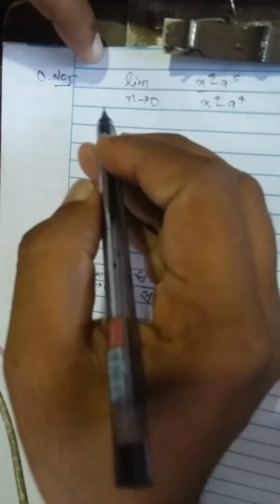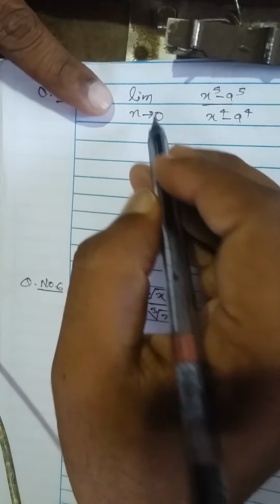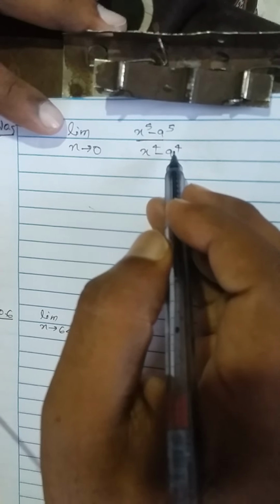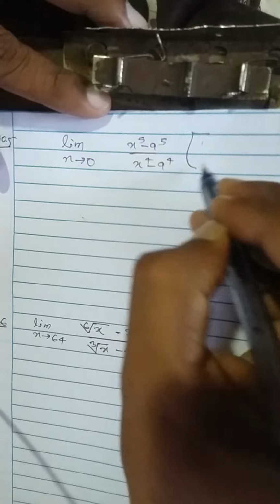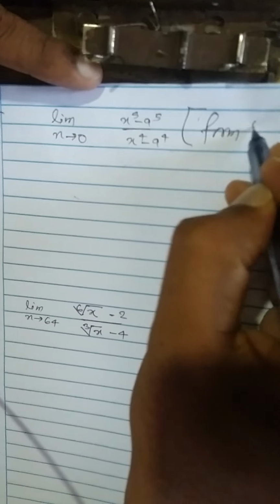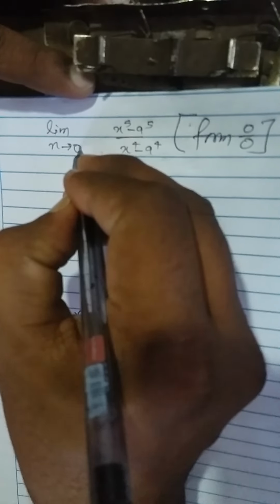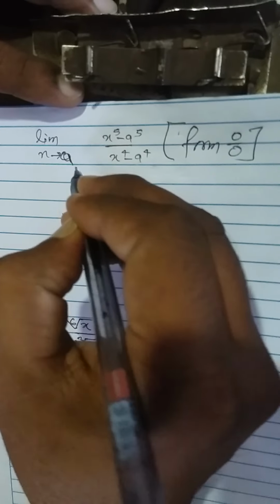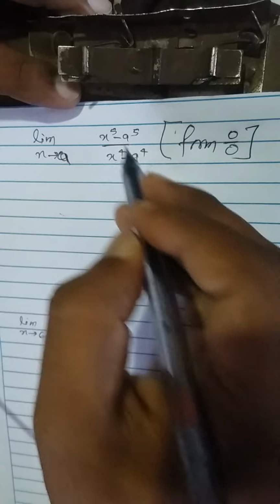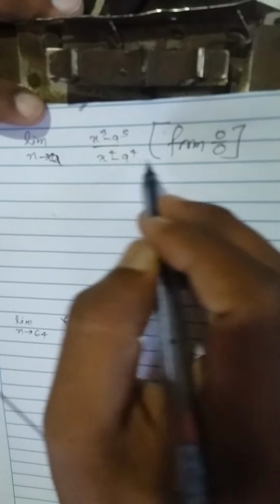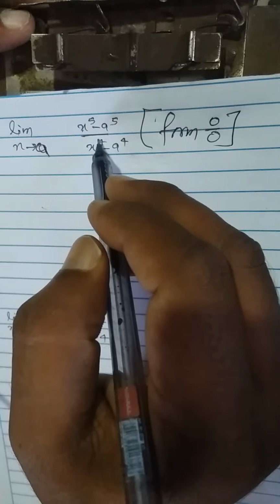Move to next question. Question number 5. It is limit x tends to a, x to the power 5 minus a to the power 5 divided by x to the power 4 minus a to the power 4. This function is again taking the form 0 upon 0 when you substitute x equal to a. If you substitute x equal to a here, a to the power 5 minus a to the power 5 is 0, and here also 0. So again it is an algebraic function taking the form 0 upon 0.